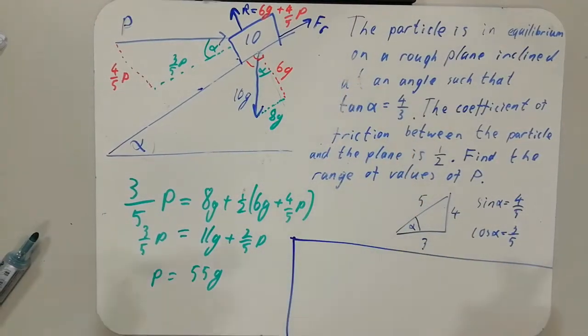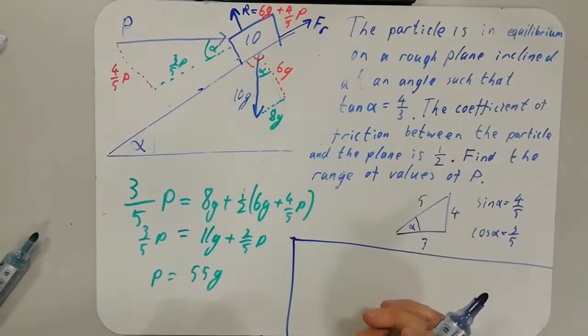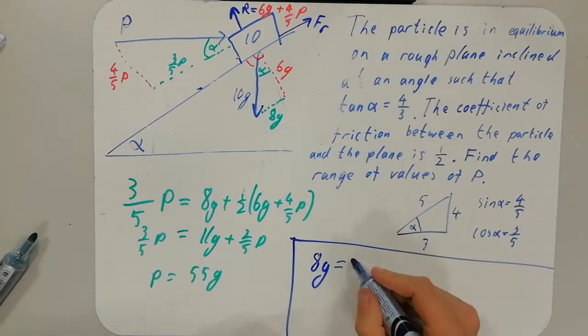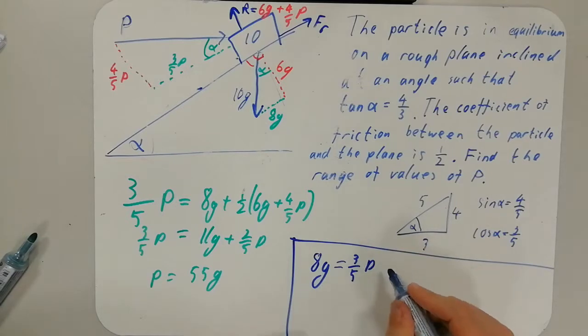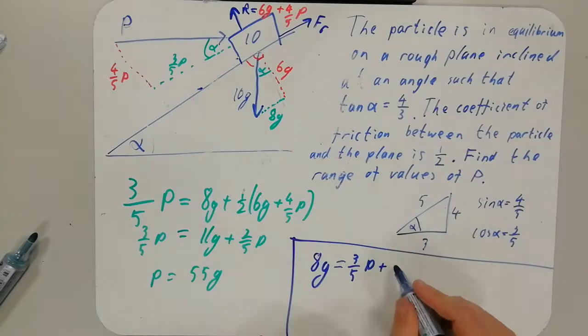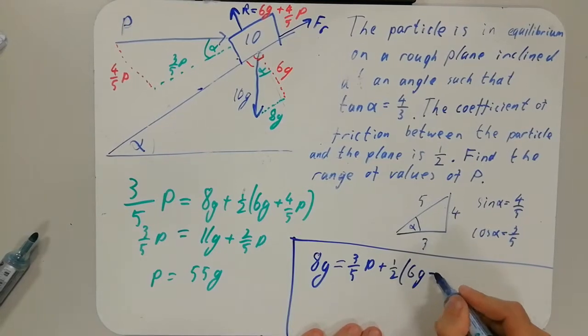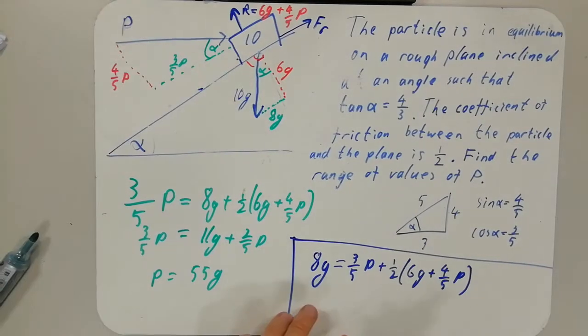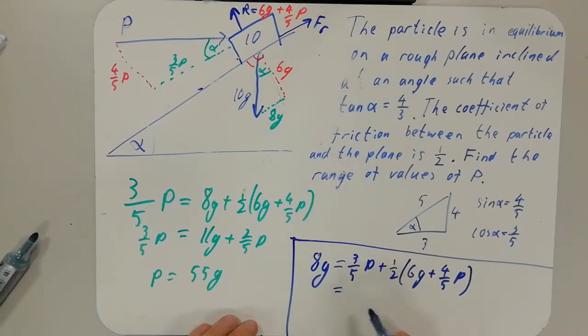So we'll just do this calculation in blue. We know that the only force going down the plane now is 8g, and that must be equalled by 3/5 of P plus the friction force, which is still a half of R, 6g plus 4/5 of P. So you see, by changing the direction of the friction, we've effectively changed what side of the equation it's on. On this, that's going to give us 3g. Bring it over here, leaves us with 5g. 3/5 of P plus 2/5 of P gives me P.